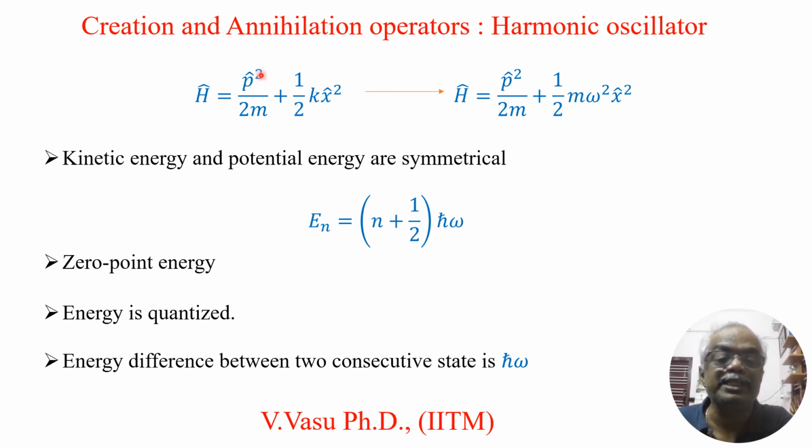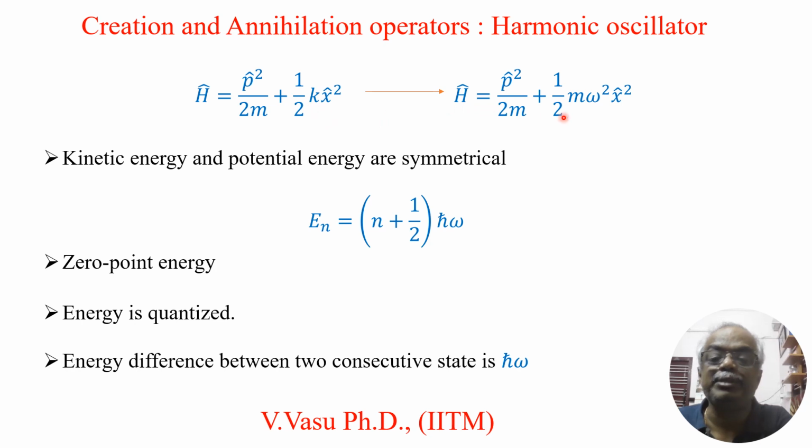Here you can see that 1 over 2m is a constant, so kinetic energy is proportional to p squared and potential energy is proportional to x squared. So there is a symmetry between kinetic energy and potential energy. Unlike in the case of the infinite square well potential, here it is a symmetrical one. That is one major advantage. Then why we have to study it, we will see.